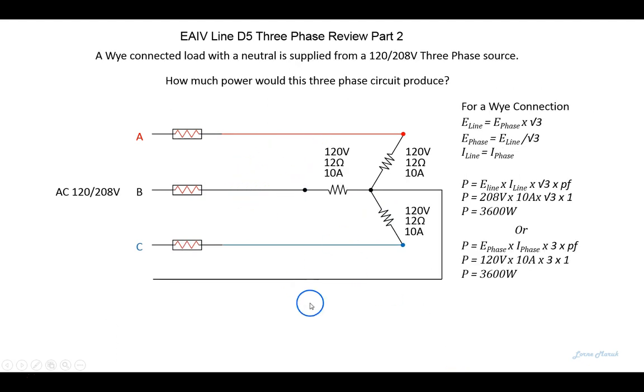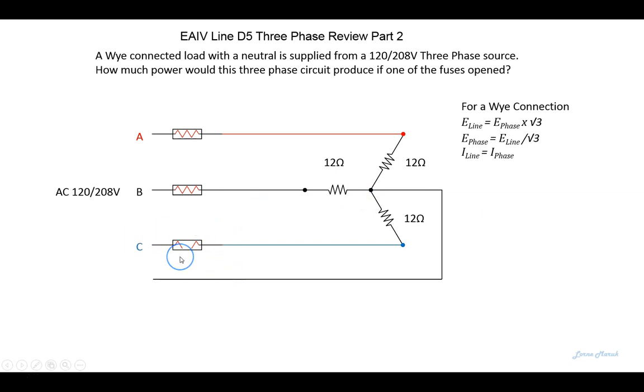Now we'll look at the same circuit, but in this case we do have a neutral. The Y connection rules apply. I line equals I phase. E line equals E phase times √3. And of course, even with the neutral, our power is the same. It's a balanced 3-phase circuit, so it makes sense that it would be the same. So 3600 watts with the neutral and without the neutral.